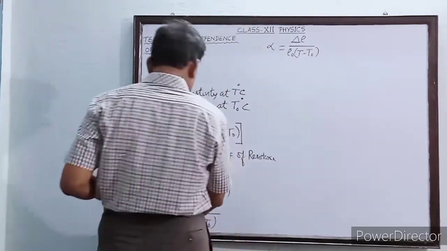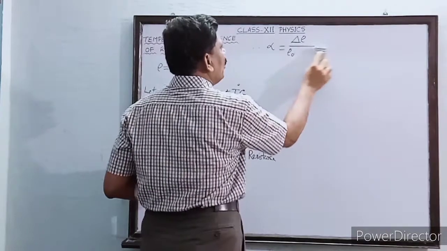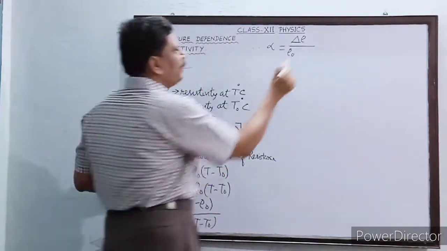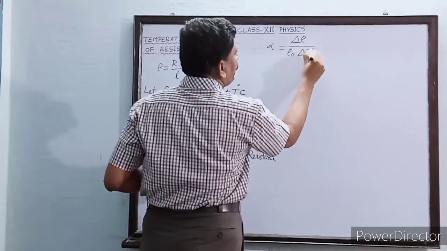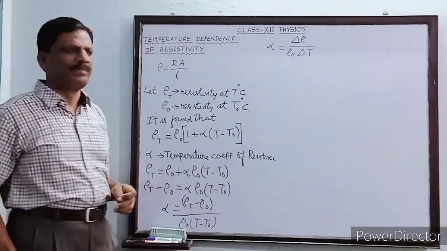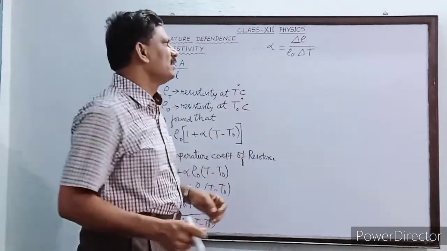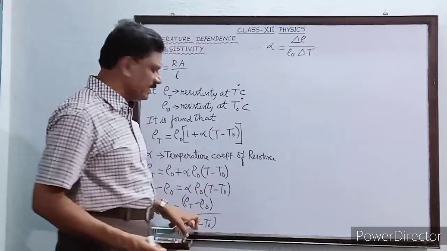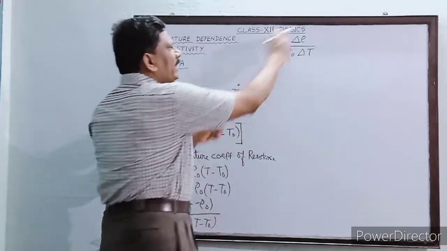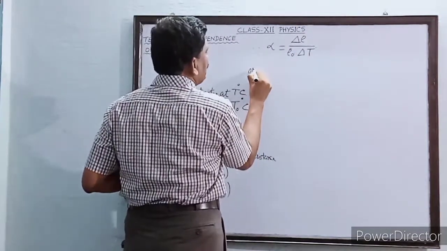This t minus t naught also I can represent in the same pattern, that is delta t, the change taking place in temperature. It will be more convenient for us. So delta t means what? It is t minus t naught. So I am rearranging this equation.